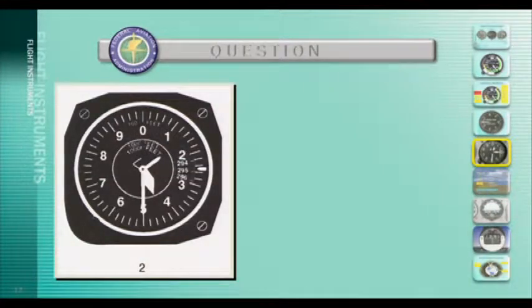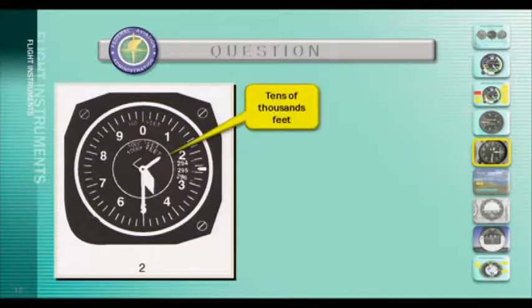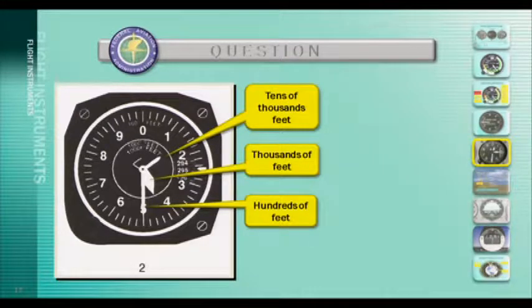Here it is. Each of the hands, there are three, represents a different altitude. So we're at tens of thousands of feet with the shorter hand. The fatter hand pointing at the 4 is in the thousands of feet, and the longer hand pointing at the 5 is hundreds of feet. So we've got 14,500 feet reading on this altimeter, correct?